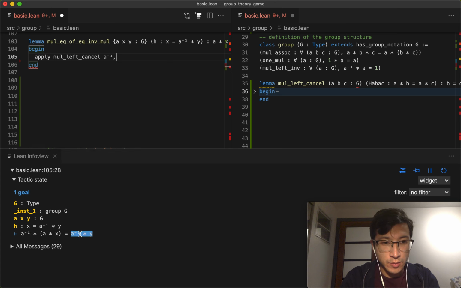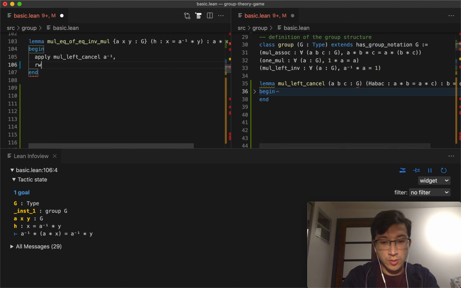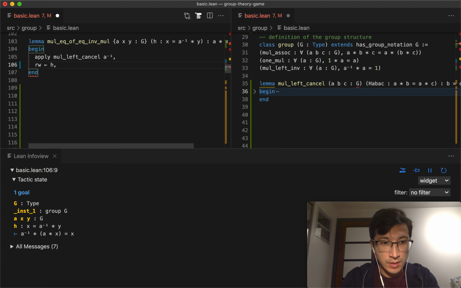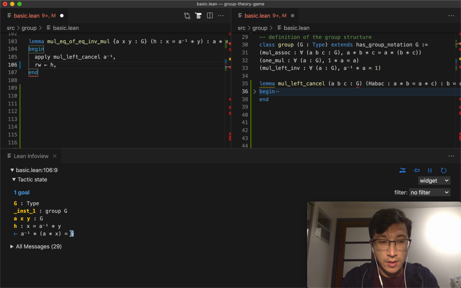From there, we see that we already have the pattern on the right side of the h, and so we can do a rewrite in the left direction of h. Great, so now we have our x that shows up here, and we're starting to see the direction that this proof will take. So we see that we have a inverse times a, and that's what we need to apply mul_left_inv.